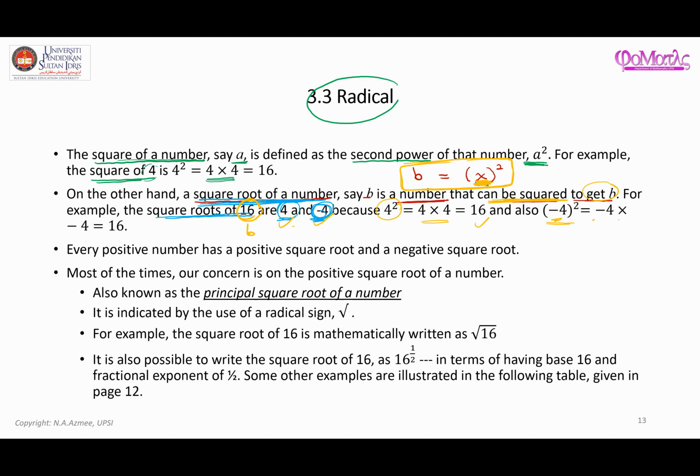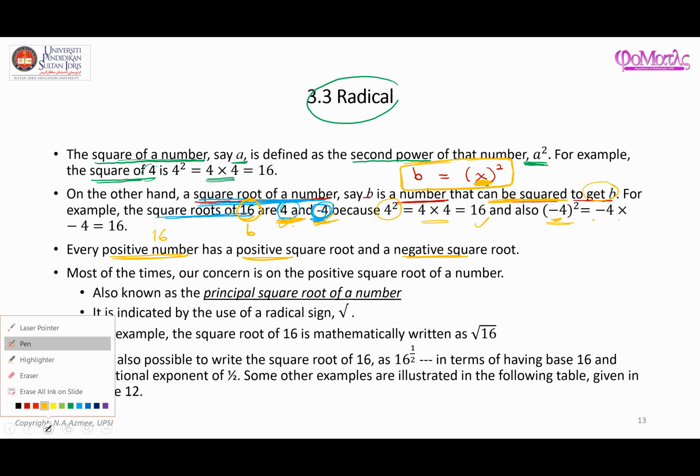Now, you can see that every positive number, for example, 16 here, the value of square root can be positive. For example, this is the value of positive square root, and this is the value of negative square root. So every positive number has a positive square root and a negative square root.